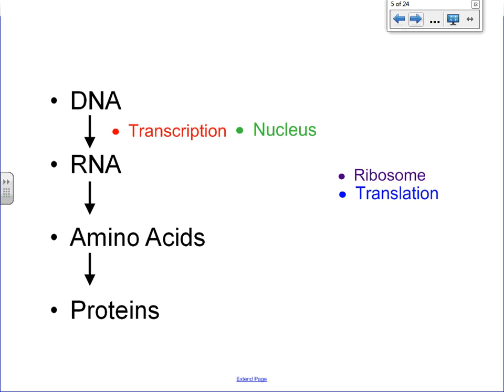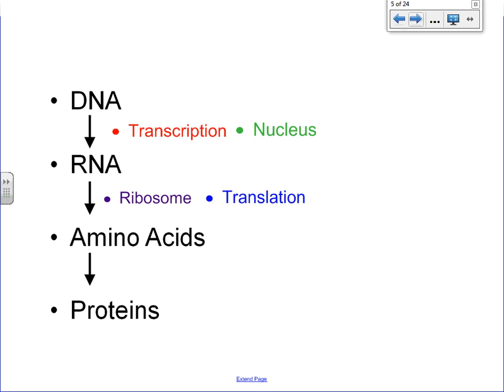Now, once the RNA gets to the ribosome, whoop, it makes amino acid chains through a process known as translation. Those amino acid chains link together in a long chain, and all of a sudden you get yourself a protein.